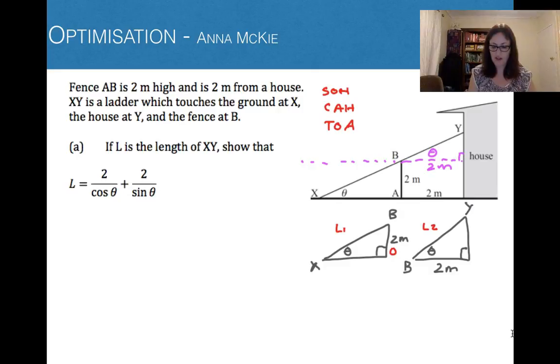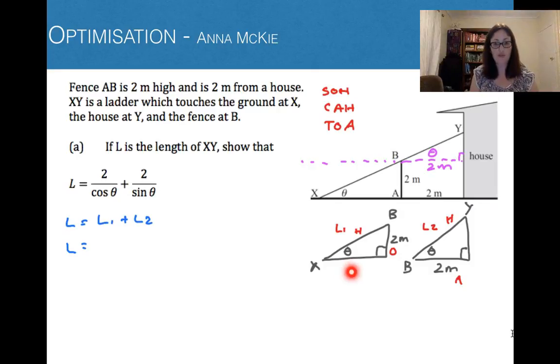You've got the opposite and the hypotenuse on this one, and in the second triangle you've got the adjacent side and the hypotenuse. So we're going to use two different rules here. So let's start putting them together. The length of the full ladder would be L1 plus L2.